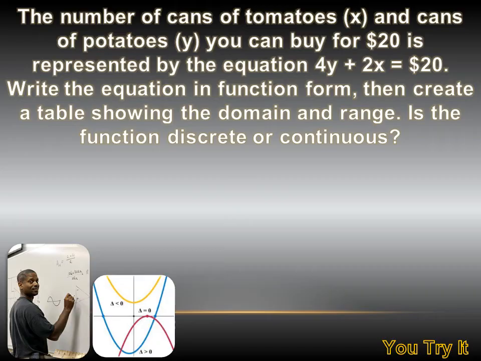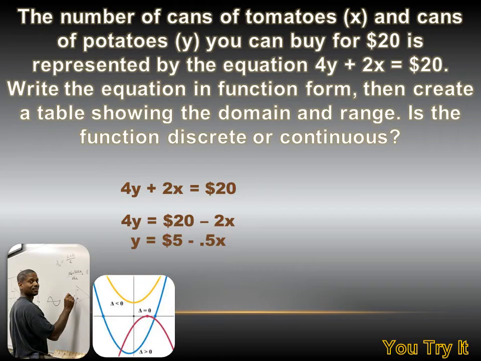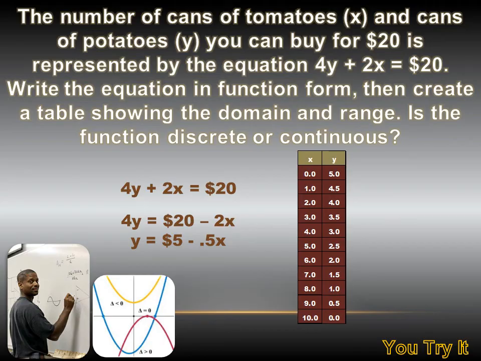And in this particular problem, we've got an equation, 4y plus 2x equals $20, that we can use to determine how many cans of tomatoes and how many cans of potatoes we can purchase. 4y plus 2x equals $20. Now, I want to put this in function form, and using a little algebraic magic, I can do that. And I'll find out that y equals $5 minus 0.5x. Now, I could create a graph of that if I had a table of x values and the corresponding y values. So let's create a table.